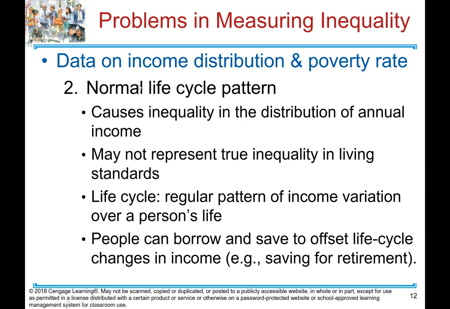Number 2, the normal life cycle pattern causes inequality in the distribution of annual income, which may not represent true inequality in living standards. Life cycle is the regular pattern of income variation over a person's life. People can borrow and save to offset life cycle changes in income, for example, saving for retirement.